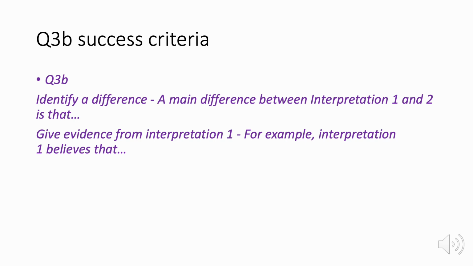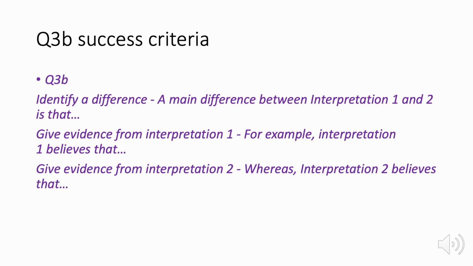Then you'd give evidence from interpretation 1. So you say, for example, interpretation 1 says, and you quote it, and you say this suggests. Give the quote and briefly say what that suggests. I can't remember off the top of my head, but one of the interpretations, like I said, was talking about political opposition. So you say, for example, interpretation 1 believes that political opposition was the biggest threat to the Weimar Republic. It says this in, and then you quote it. Then you do the same from interpretation 2. So again, give me a quote from interpretation 2, and what that quote suggests.